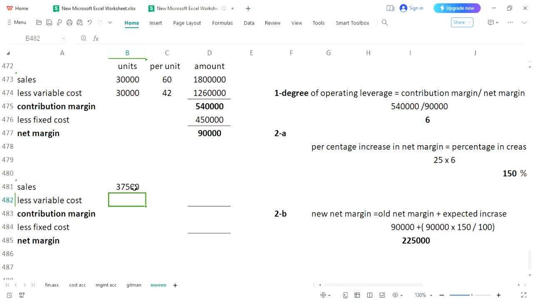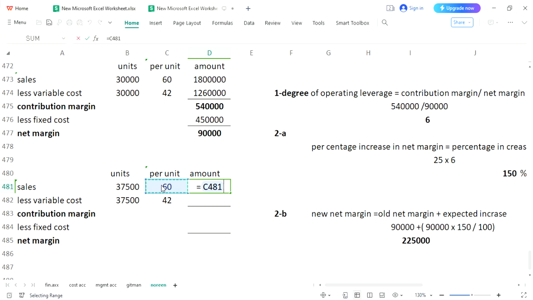Number of units sold has been mentioned. Your sale price is already over there, 60. Your variable cost is also present, 42. Number of units would be the same, 37,500. Okay. Now we are going to calculate our total sales. These are units and next is per unit. And as you know, we multiply units with per unit to calculate our amount.